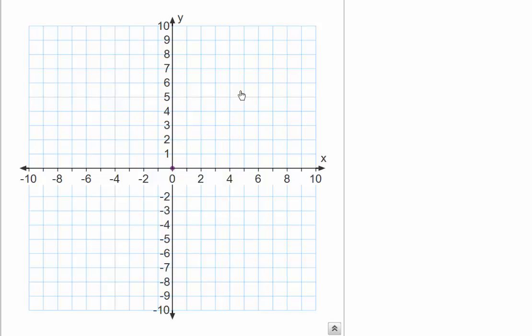Each point on a coordinate plane is represented by an ordered pair. The first number is the x-coordinate, and the second number is the y-coordinate. The origin, being directly in the middle, has the ordered pair of 0, 0. If I was to plot a point in the first quadrant, say here, this would have the x-coordinate of 7 and the y-coordinate of 5. So its ordered pair would look like this, 7, 5.